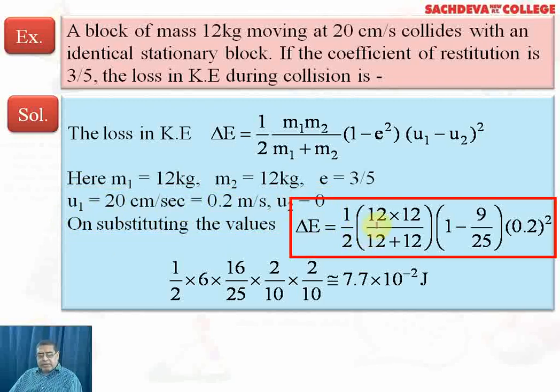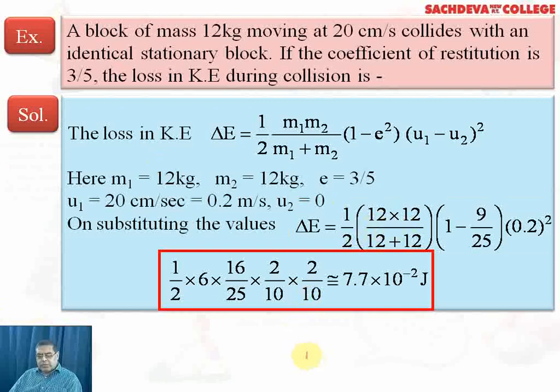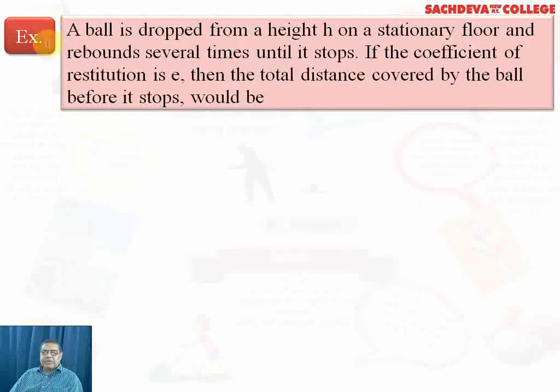Now on substituting the values, delta E is to be calculated. The values are provided to us in the question. All values are put in this expression and the final answer will become 7.7 into 10 to the power minus 2 joules. Now in our next question, a ball is dropped from a height h. When we say a ball of mass m is dropped from height h, and g is the acceleration due to gravity, obviously the potential energy at that height will be mgh.